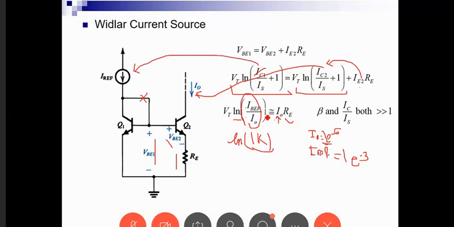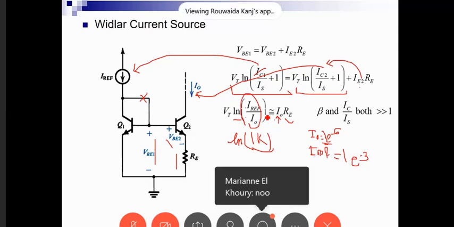Otherwise I would have needed to have much larger resistors. Does anybody have a question about this? Okay, thank you very much.